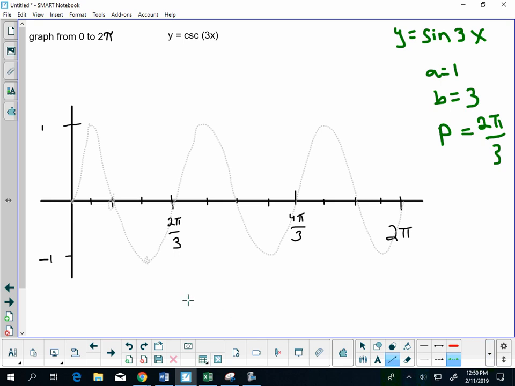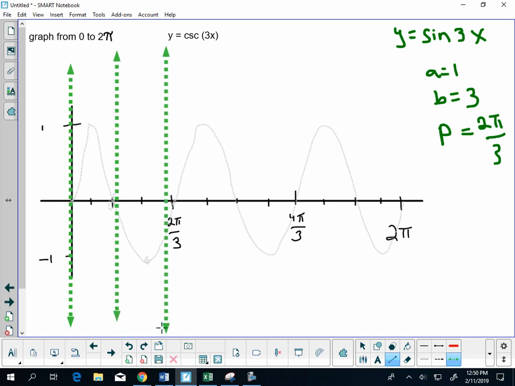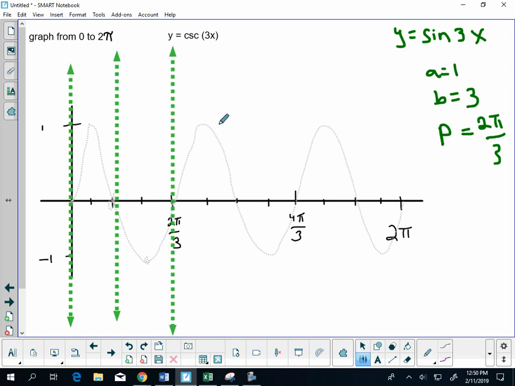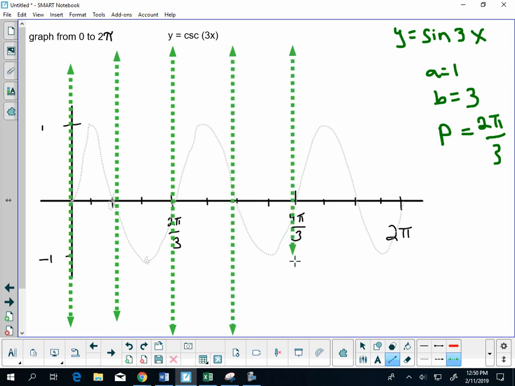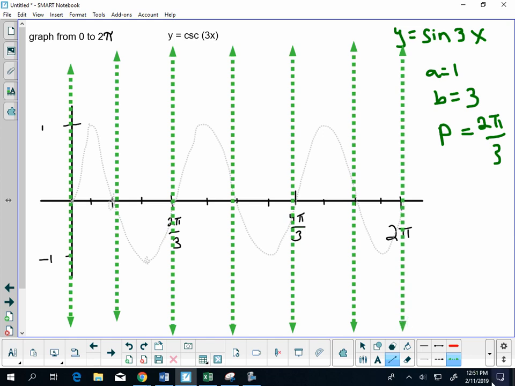Once you have that, you can draw in your asymptotes. You have your asymptotes wherever it's crossing the x-axis. And if I were better at this, these would be more evenly spaced. I don't think they're horrible, but they're not great. And you can tell, since there's more cycles going on, there's more asymptotes.